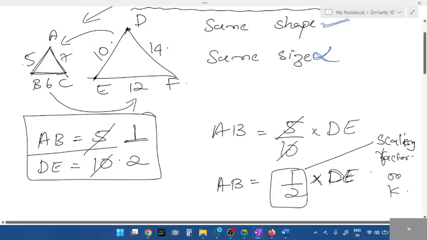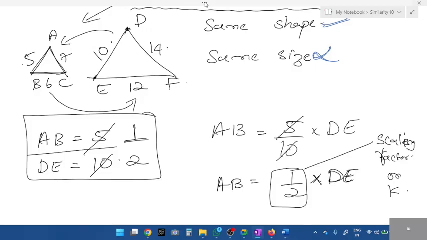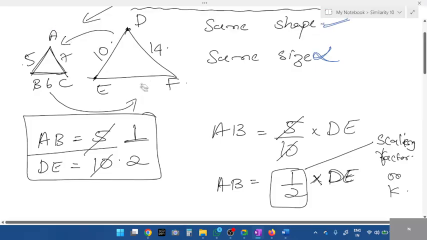So the shape will be same, sizes are not same. And each side you take is of the same value, 1 by 2. Now look here. Imagine 12 and 14 is not given, students. Only 10 is given. What is the scaling factor we got? K value. Respond all of you. What is K value? K is equal to 1 by 2.